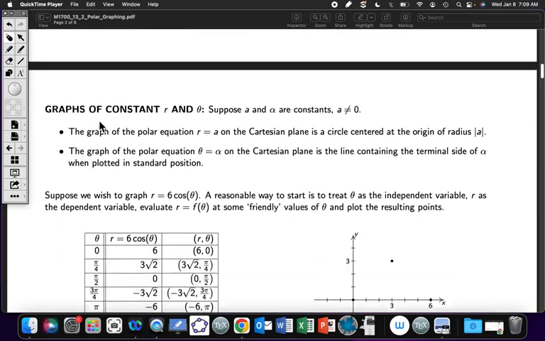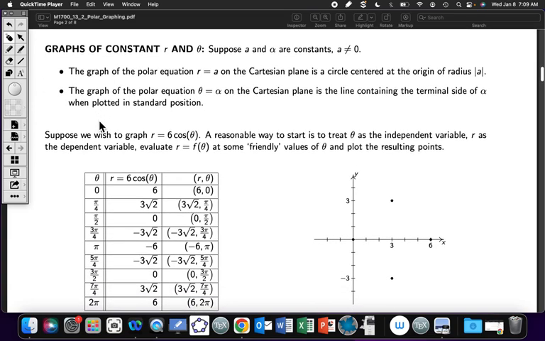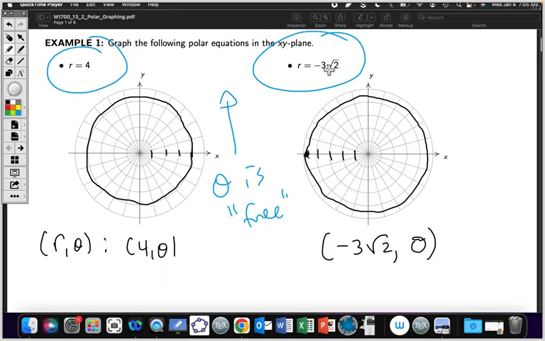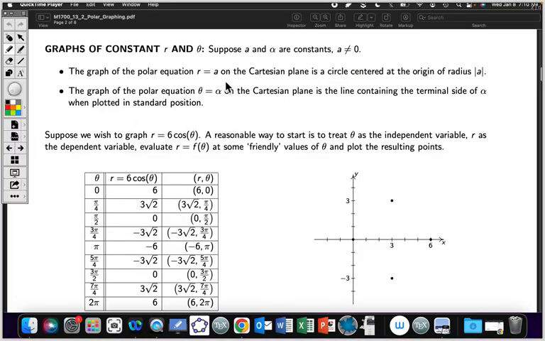Okay? So constant r's and thetas. If you have an equation of the form r equals a, you're looking at a circle centered at the origin with radius absolute value a. So like we had here, the negative just tells us how we start from the origin, but we capture the entire circle by rotating around. Theta equals alpha. Constant theta is a line containing the terminal side of alpha.